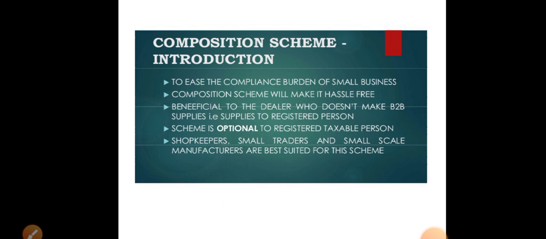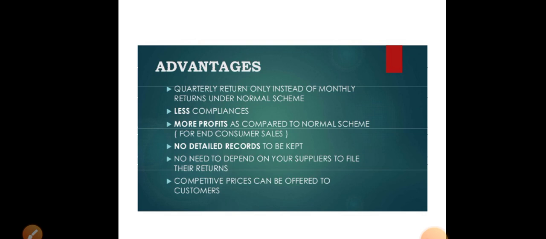And this scheme is only optional. If a small businessman wants to go for this scheme, they can, or otherwise they can fall under the ordinary scheme. Shopkeepers, small traders and small scale manufacturers are best suited for this scheme. So it is apt only for a small businessman. To make the work very simple, they can opt for this composition scheme. Let me see what the advantages are if you go for the composition scheme.